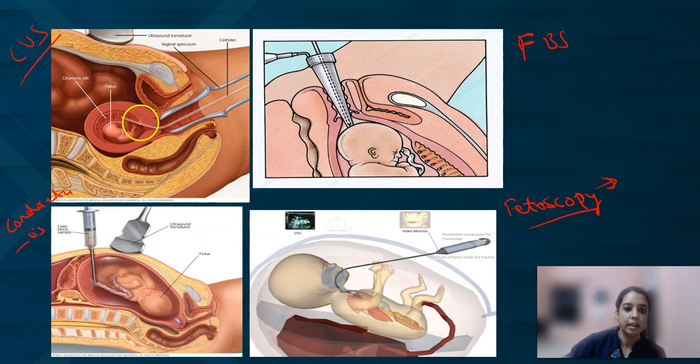So this going into the chorion is CVS. This is fetal blood sampling. This is chordocentesis when it is going into the cord, and this going into the fetus is fetoscopy.